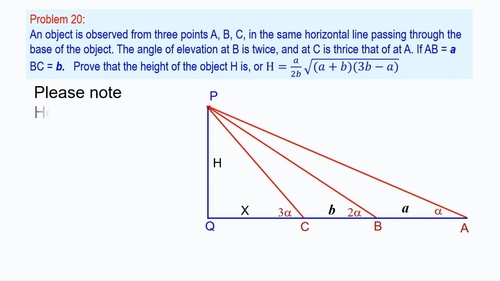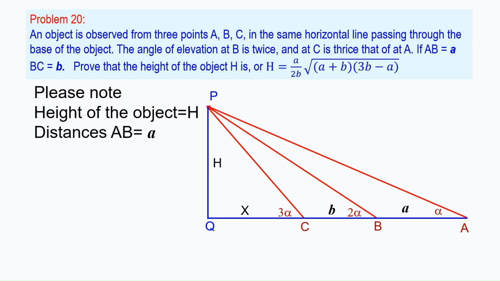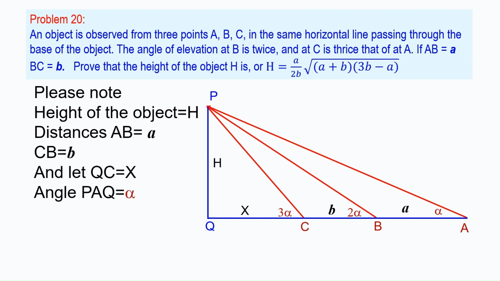Please note, height of the object equals h, distances AB equals a, CB equals b, and let QC equals x. Angle PAQ equals alpha. Angle PBQ equals 2 times alpha. Angle PCQ equals 3 times alpha.